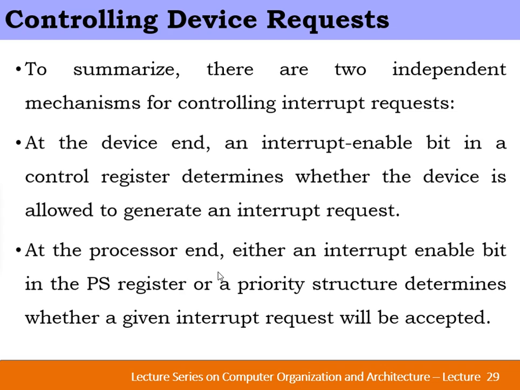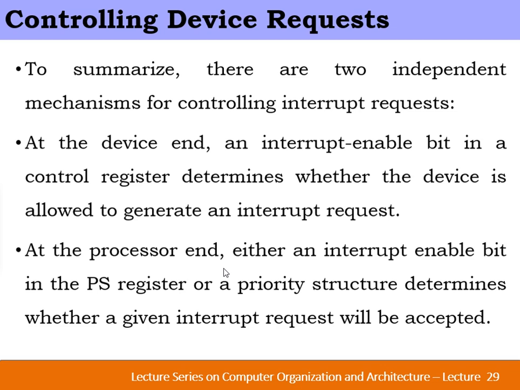So whenever an enable bit is equal to 0, even though many IO devices might be generating an interrupt request, the processor is not going to accept the interrupt request from any of the IO devices. Or the other mechanism is a priority structure, where depending upon the priority level assigned to each IO device, it may accept.